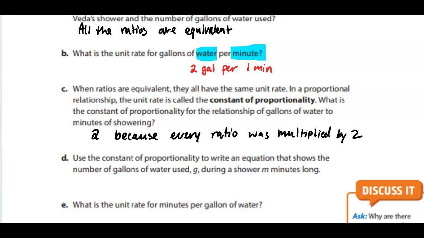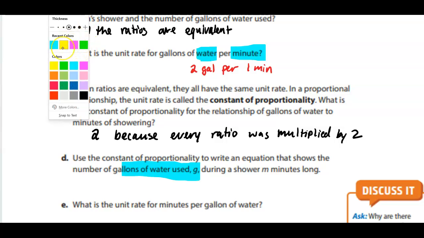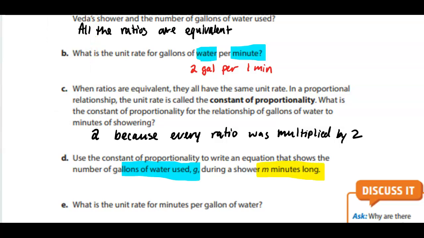It says use the constant of proportionality to write an equation that shows the number of gallons of water used, G, during a shower of m minutes long. So you want to start with G equals, what's our constant of proportionality? It was 2. And then what's our other variable, m? So the number of gallons used is equal to 2 times however many minutes. So if I have a shower that's 5 minutes long, 5 times 2 is 10 gallons. If I have a shower that's 6 minutes long, how many gallons would that be? 2 times 6, that's 12.